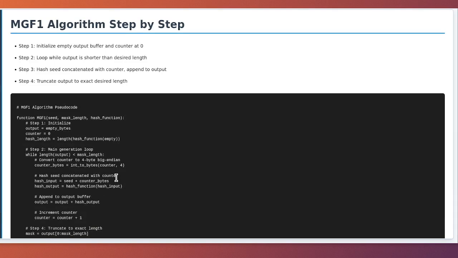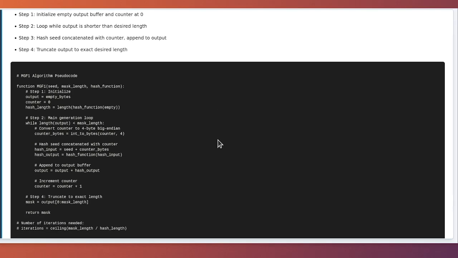MGF1 algorithm step by step. Let us walk through the MGF1 algorithm in detail, with exact steps, so you can see precisely what happens. The algorithm takes 3 inputs. First, the seed, which is the short random data. Second, the desired mask length, in bytes. And third, the hash function to use, typically SHA-256. The algorithm produces one output, a mask of the exact length that was requested.